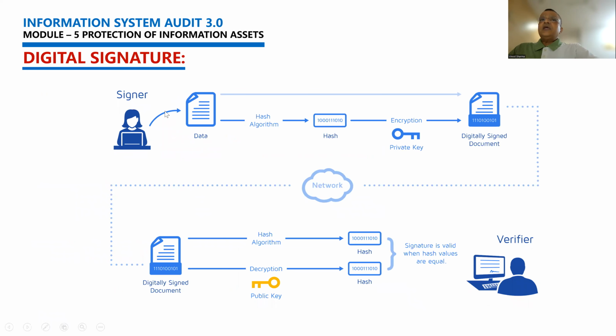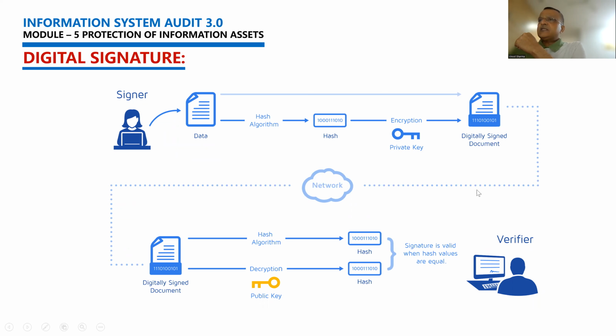Let's see. Suppose you are signing a document using digital signatures. So you are generating a hash using a hash algorithm. Look at it, the hash value has been generated. Now this hash value is encrypted using a private key. When I have done this, I have digitally signed the document which I am sharing.